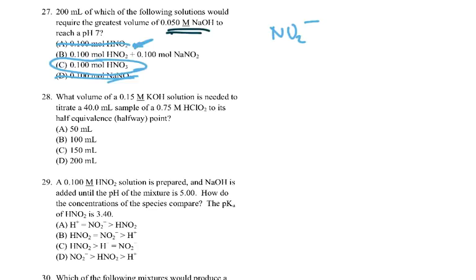So it's actually going to be this one here, the HNO3. And B is even worse because we're already putting in some of the conjugate base. Okay, so that's going to have even less distance to go. So the answer C, that strong acid, is going to take the most NaOH in order to reach a pH of 7.